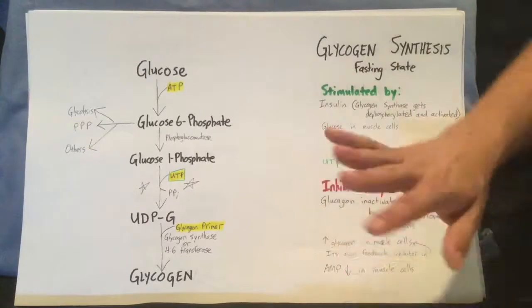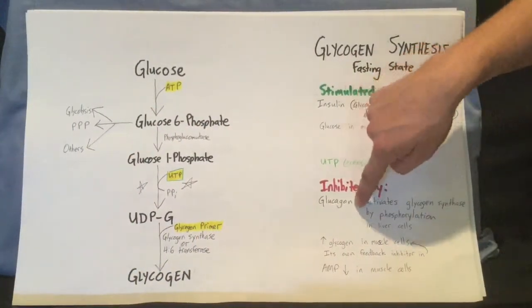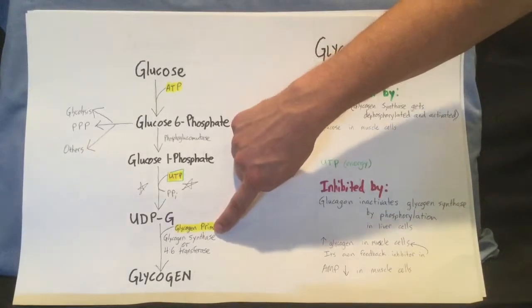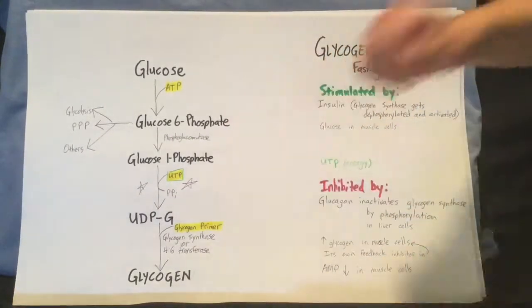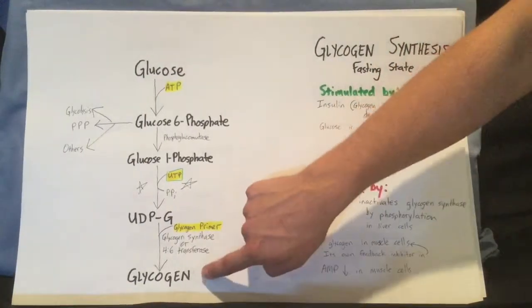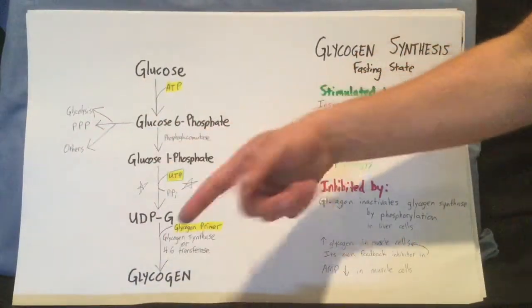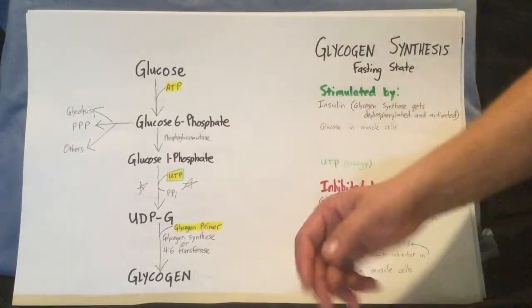Now, in the fasting state, we don't want this to happen, so we want to inhibit it. So it is inhibited by glucagon, which inactivates glycogen synthase by phosphorylation in the liver cells. Now, in the muscle cells, glycogen itself is its own feedback inhibitor. So if we have enough glycogen, it's going to inhibit this process and say, hey, we don't need any more. And this is happening all the time in muscle cells because they are using energy so quickly.